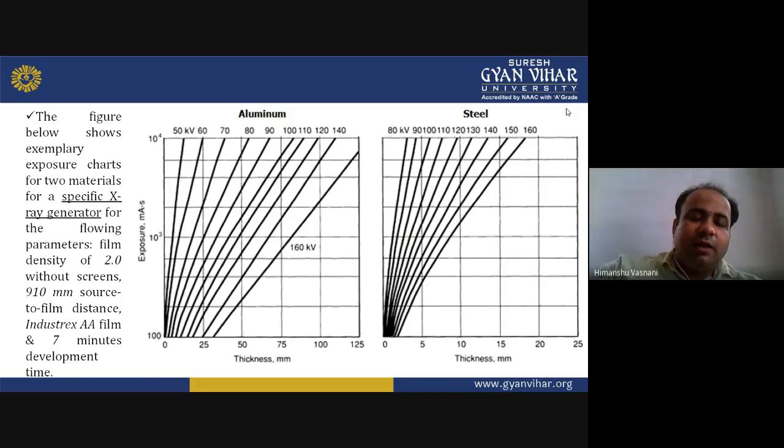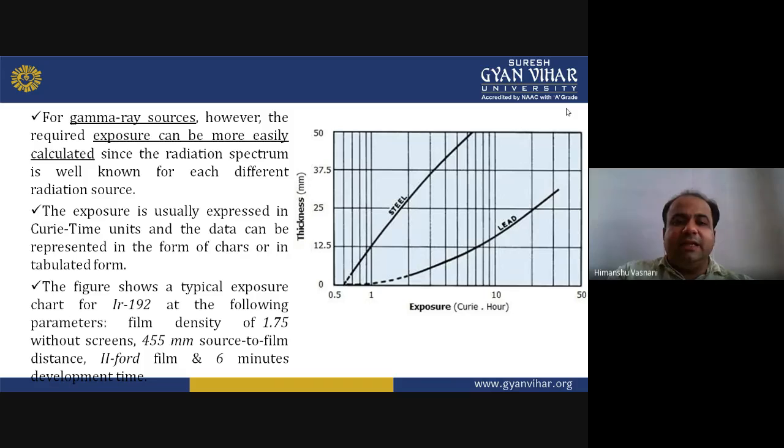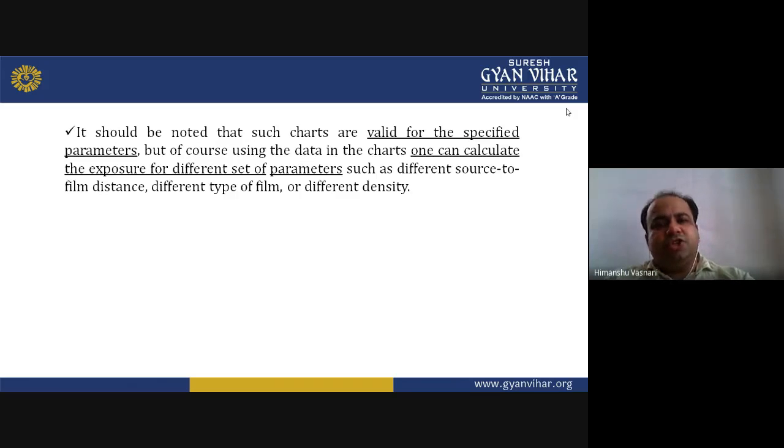You can see on the left hand side. In the next chart, you can easily see it was also having a film density without screen, a source to film distance, and a development time. So this is how they are developing an exposure chart, with different parameters or different variables. Now it should be noted that such charts are valid for the specified parameters.